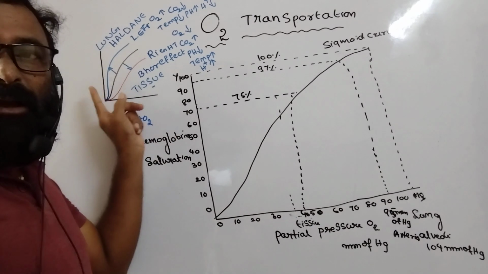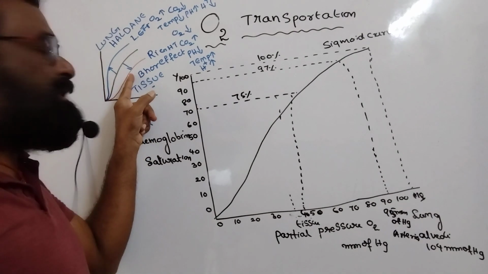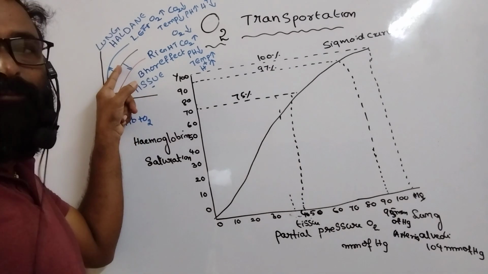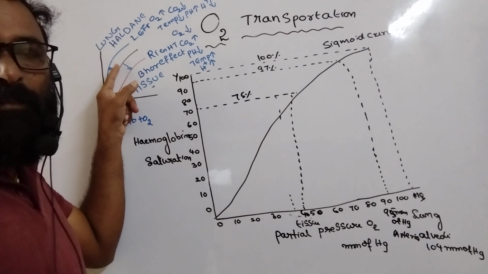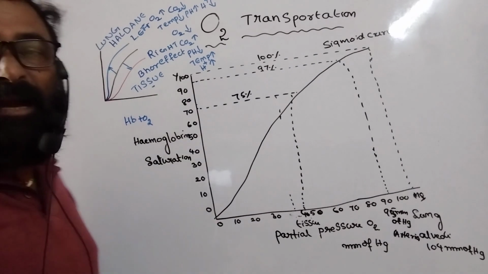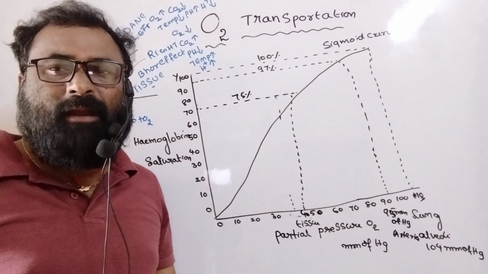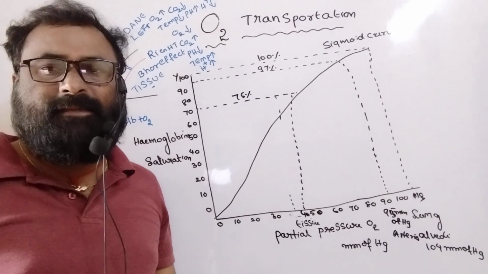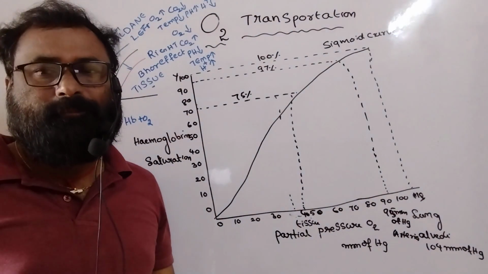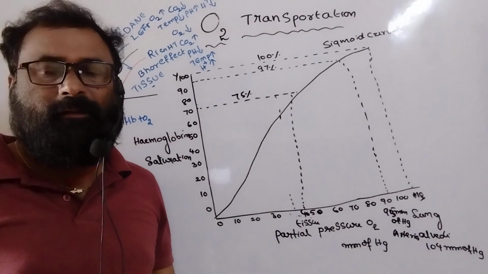Next question. Shifting of the dissociation curve towards the right side, what is that effect called? Bohr effect. Shifting of the dissociation curve, the sigmoid curve, towards the left side is the Haldane effect. The Haldane effect is seen near lungs. The Bohr effect is seen near tissues. Questions like that will come. This is about O2 transportation.